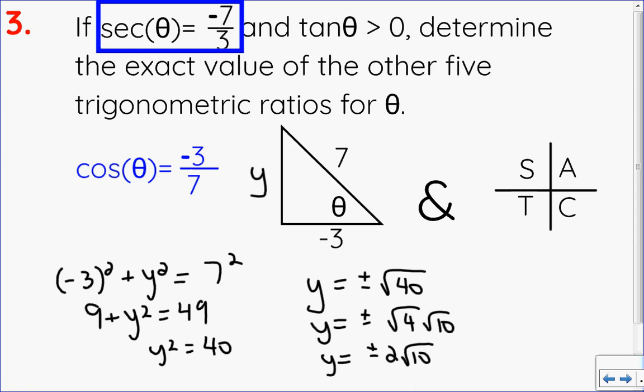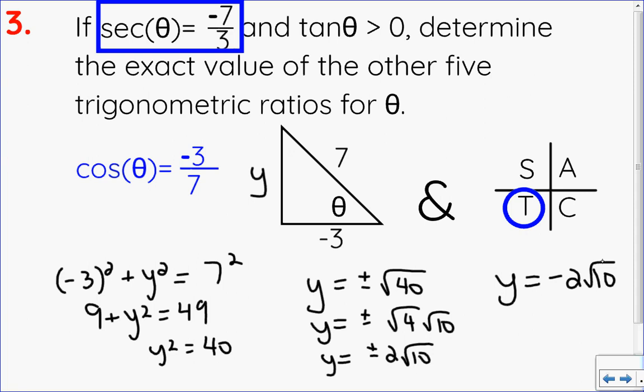Now, we have to decide what quadrant it's in to know if it's positive or negative. So secant and cosine are negative, tan is positive. So think about a quadrant where cosine is negative and tan is positive. The only quadrant that satisfies that is actually quadrant number 3. So I know it's in quadrant number 3, and I want to place my y value in quadrant number 3, and I know y is negative.